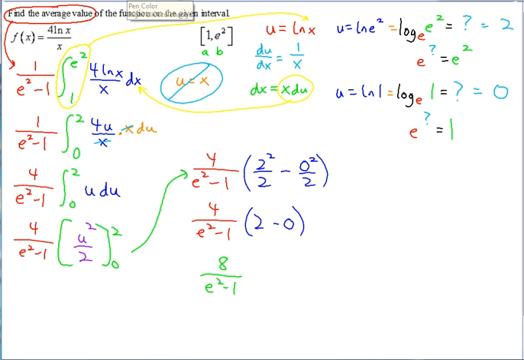It may look a little weird. Remember, e is just a constant, so this is close to 8 divided by about 2.7 squared minus 1. That will be your average value. So anytime you see a natural log of x inside the integral, you're going to use u-substitution, set u equal to that natural log of x to get it out of the integral to make it easier to integrate.